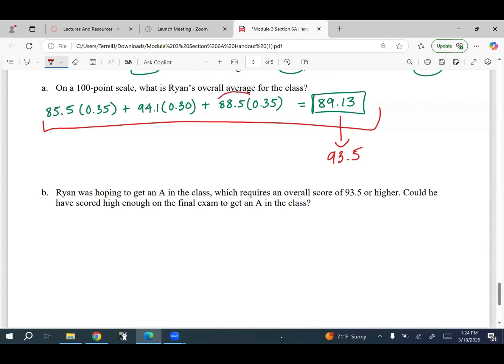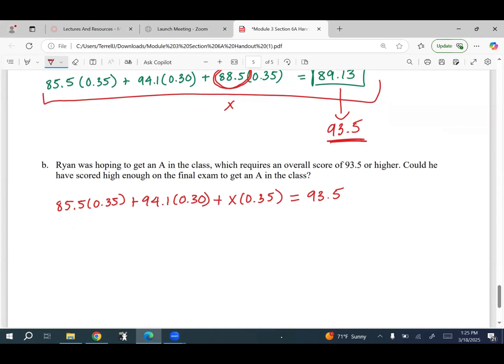Look at the score he currently has. I'm going to replace this with an X, and I'm going to determine what score could he have gotten in order for this to equal now 93.5. So I'm keeping the midterm the same, the homework the same, and I want to figure out, so that's why I'm putting an X, what does he need to get on the final in order to receive, so this must equal a 93.5. And so let's solve this for X.